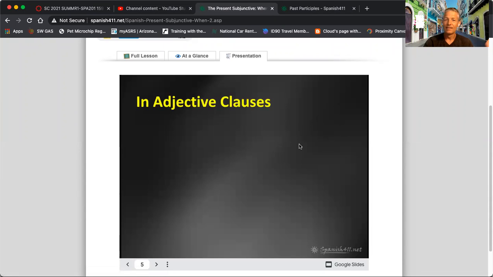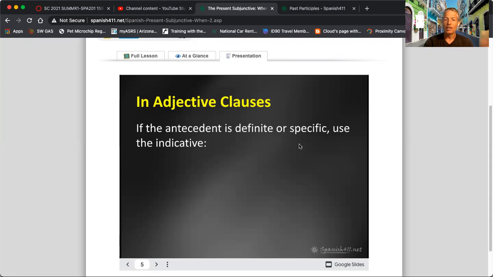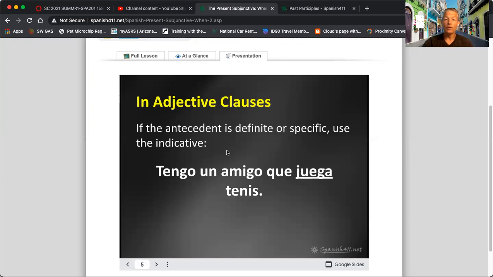Hope so. In adjective clauses, if your antecedent, in other words, the thing you're describing, is definite or specific, in other words, if it exists, you use the indicative. You don't use any subjunctive. Tengo un amigo que juega tenis. I have a friend who plays tennis. How do I know that this amigo exists, that he's a real person? By the word tengo. Tengo means I have. Since I have one, he exists. So I say what he does using the present tense. Juega is the present indicative.